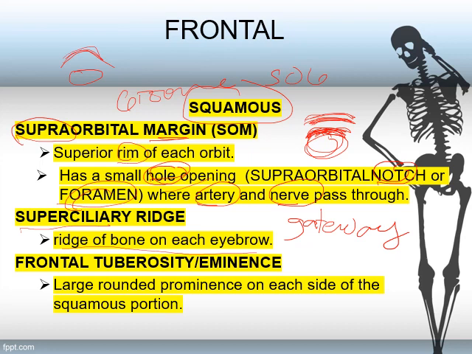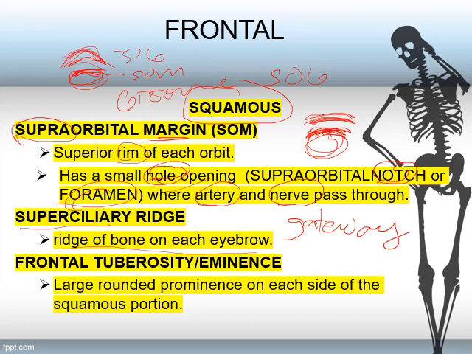Sa taas ng kilay, so may depression dyan, we call that the SOG, or the supraorbital groove. Dito naman, sa orbits, sa taas niya, we have here the supraorbital margin. The superciliary ridge naman, ito yung bony structure sa kilay mismo.